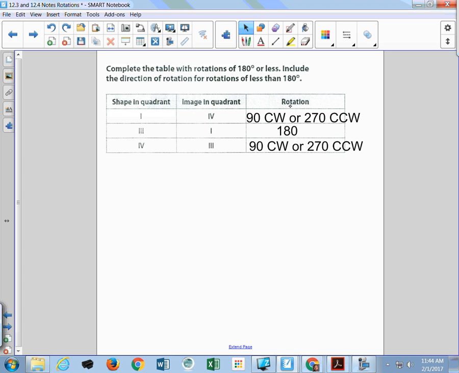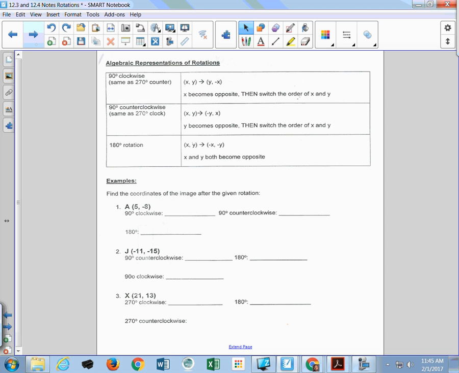It's now on 4. So if I go from 1 to 4, that means I did either 90 degrees clockwise or a 270 counterclockwise. So that's saying if I started here and I ended up here, those are the 2 rotations that I could have made. I started in 3, end up in 1, that means I did 180. I started in 4, end up in 3, that means I did either 90 clockwise or 270 counter. All right, should have that down by now.